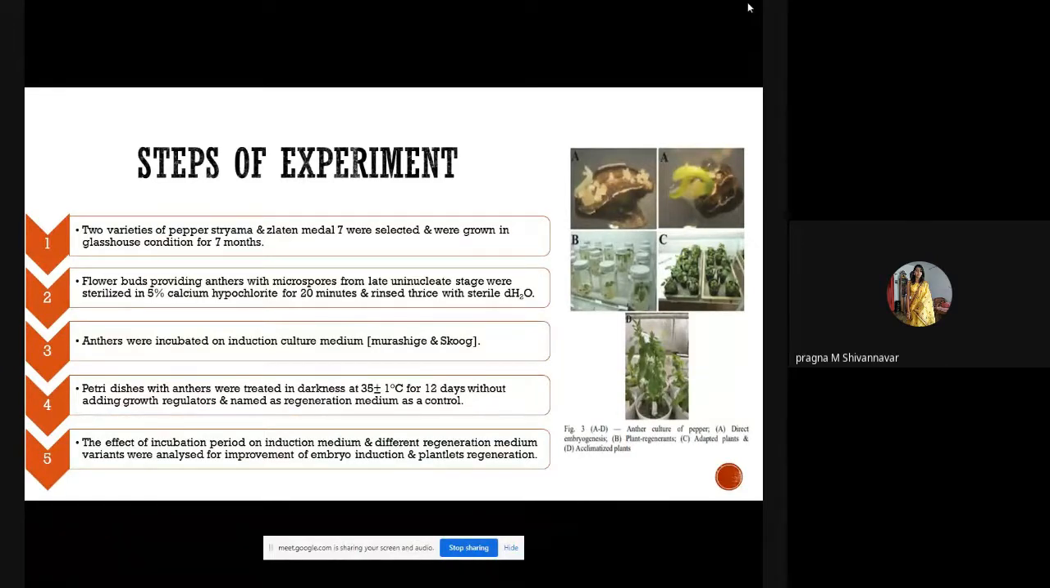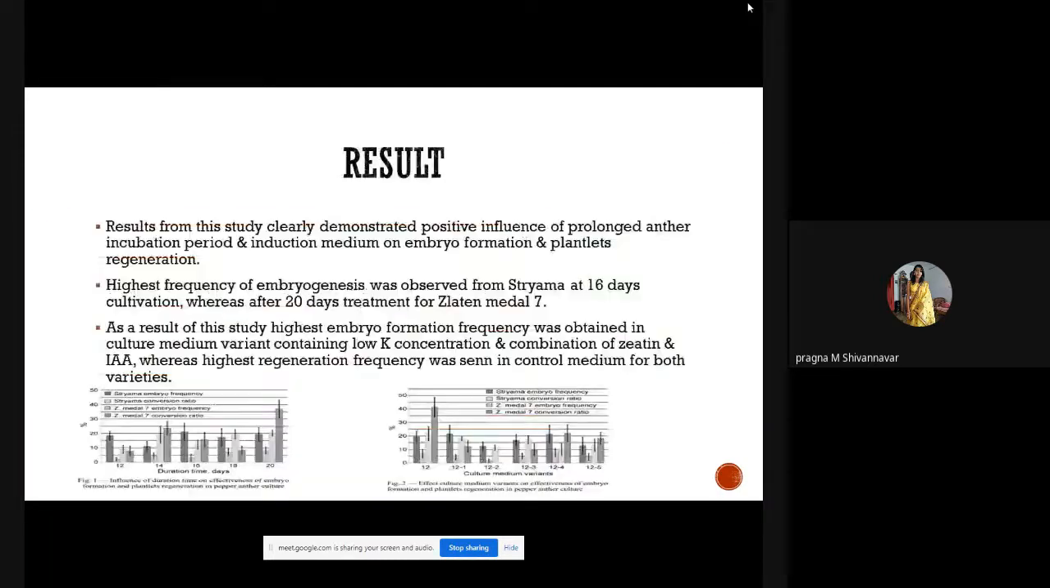And the second experiment was combined by regeneration medium supplemented with 0.25 mg per liter zeatin and 0.1 mg per liter IAA, that is the indole 3 acetic acid, and this was named as variant 12.4, and another 12.5 variant with 0.5 mg per liter zeatin and 0.1 mg per liter IAA, and these were incubated for 12, 14, 16, 18 and 20 days, and the results were analyzed.